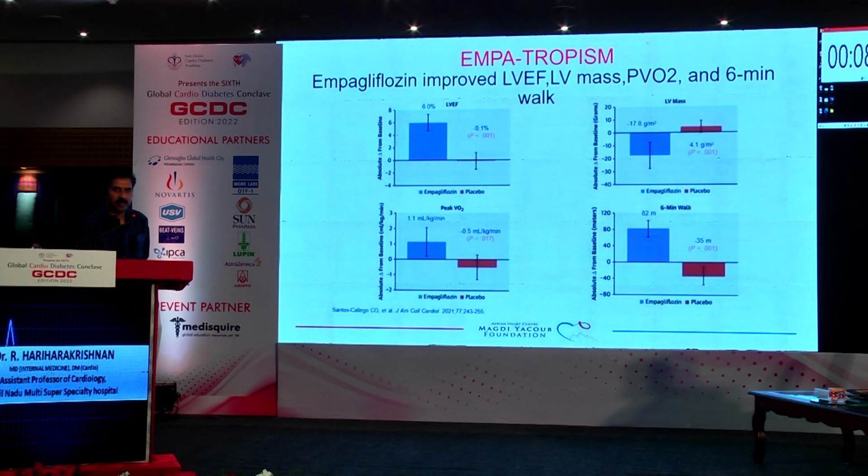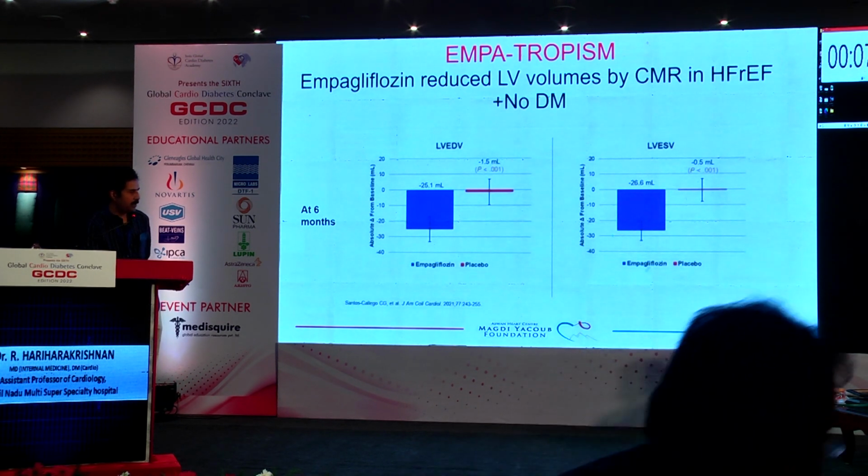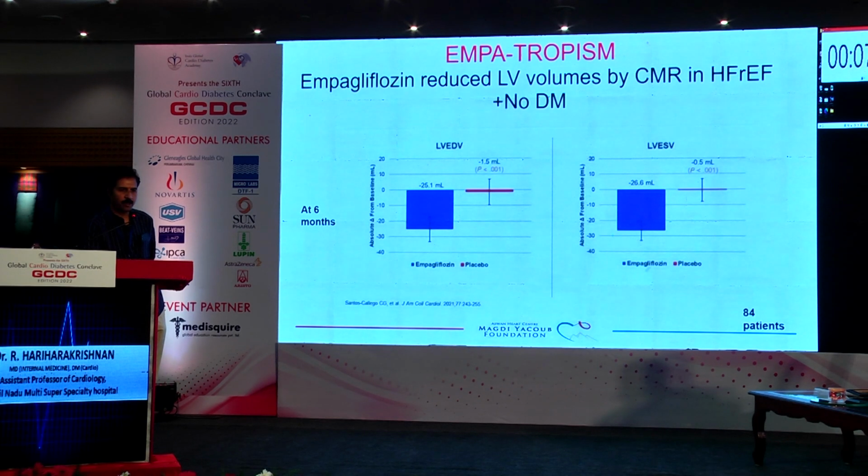So coming to the evidence, it starts with the EMPA-TROPISM trial, which showed that SGLT2 inhibition improves LV ejection fraction. It will reduce the LV mass and improve the myocardial oxygen consumption and 6-minute walk test. SGLT2 inhibition also offers significant reduction in LV volumes, especially end diastolic and end systolic volume. These are all the pathognomonic parameters of heart failure pathology, which can be assessed by cardiac MR. So by reducing both, this offers greater benefits.